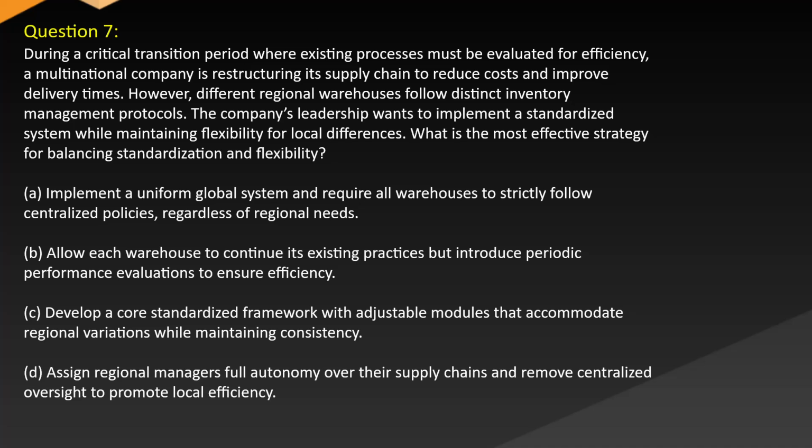A. Implement a uniform global system and require all warehouses to strictly follow centralized policies, regardless of regional needs. B. Allow each warehouse to continue its existing practices but introduce periodic performance evaluations to ensure efficiency. C. Develop a core standardized framework with adjustable modules that accommodate regional variations while maintaining consistency. D. Assign regional managers full autonomy over their supply chains and remove centralized oversight to promote local efficiency.